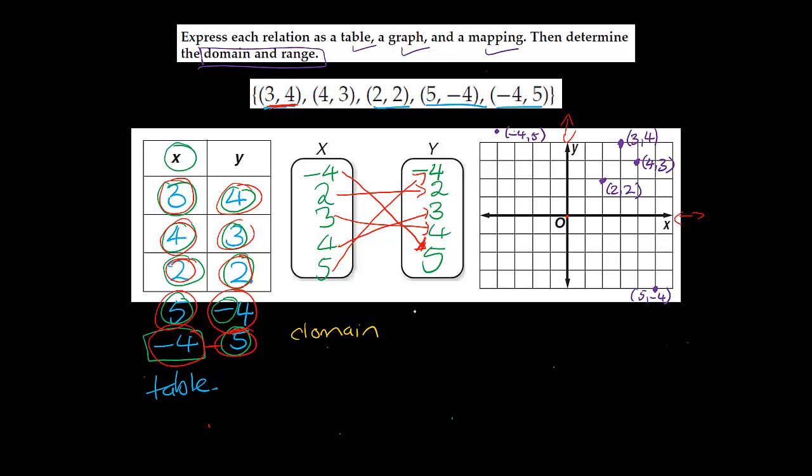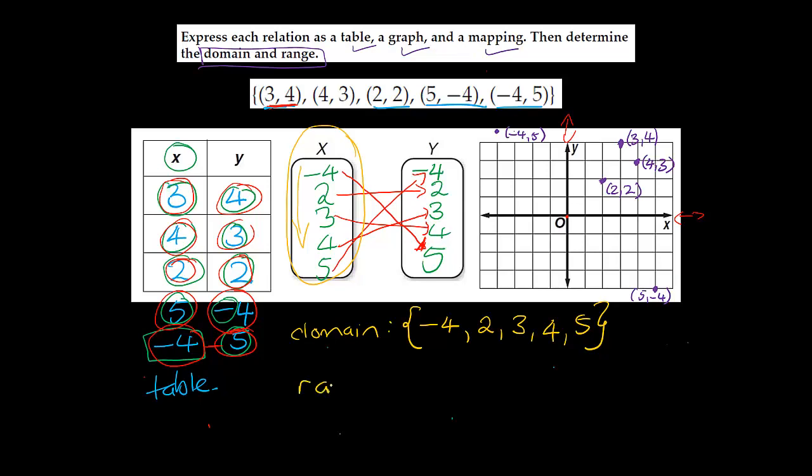Domain is written with a curly bracket. So I'm going to write domain colon curly bracket. And I'm going to read my x values in the order of smallest to biggest from the mapping. -4, 2, 3, 4, 5. Close curly bracket. That is the domain.